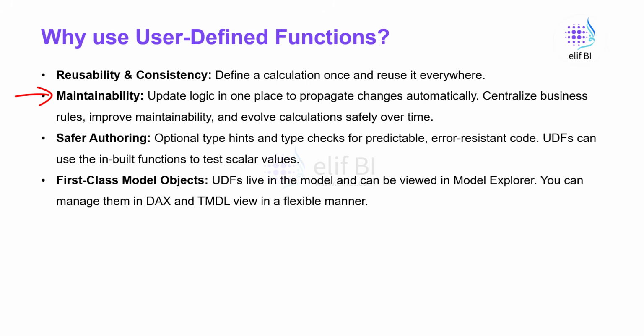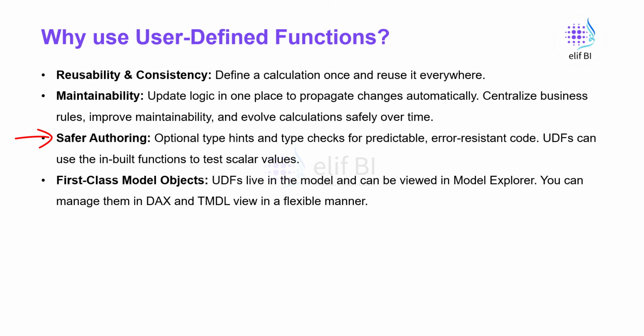The second reason is maintainability. As we discussed, you can define the UDF once and you can use it in different places. For example, if you have 100 measures, and we are talking about large models where you have around 100 measures which are using the same logic, and in case you have to update something in the logic, you don't have to go individually to all of those 100 measures and change the code. You will simply go to the UDF, change it once, and it gets updated in all the other measures.